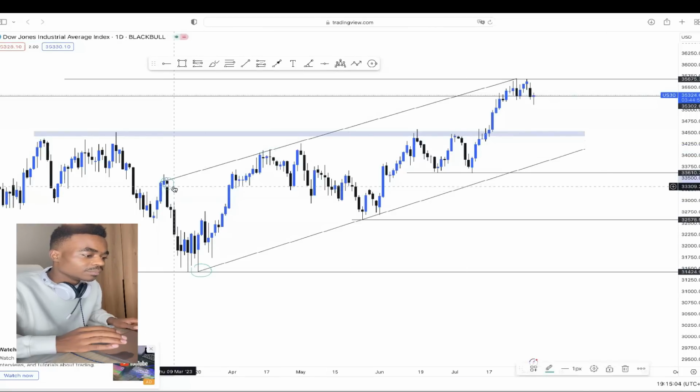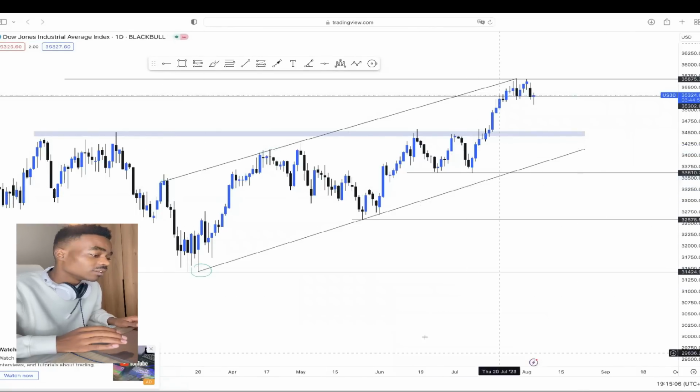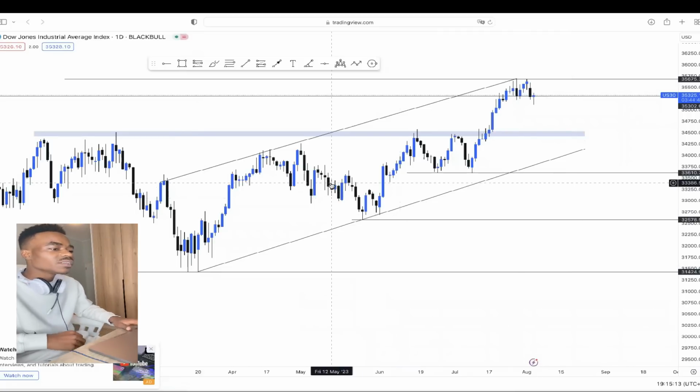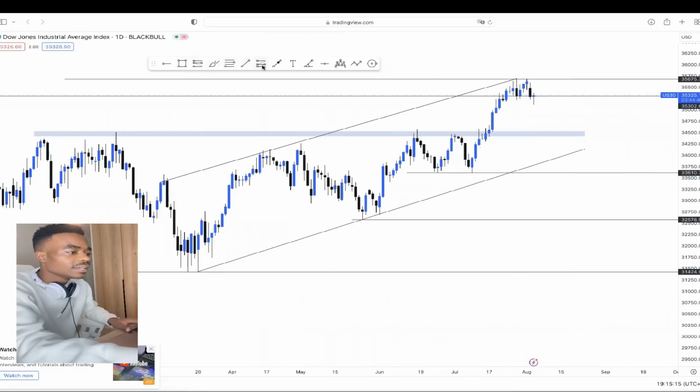I think it's break of structure or something like that. I don't know, I'm not sure about it. But then yeah, whatever it is, I believe in pure price action. So from here, you can see we had resistance here.